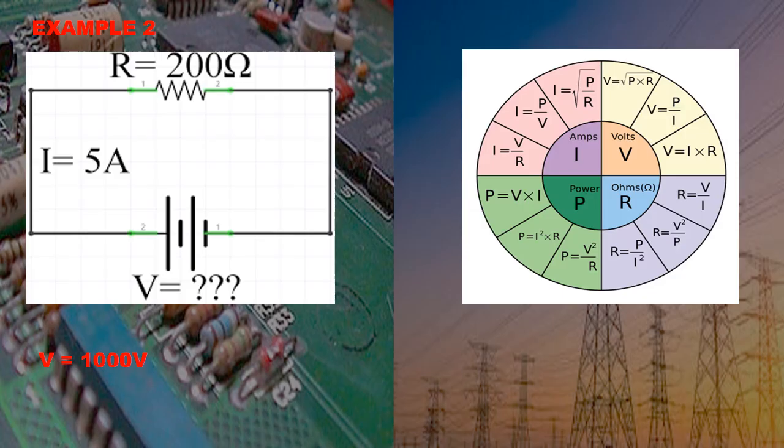So if you use Ohm's law, voltage equals current times resistance. If you multiply 5 amps by 200, we are going to get 1000, so you can say 1 kV. That's the same thing. So, using Ohm's law here.